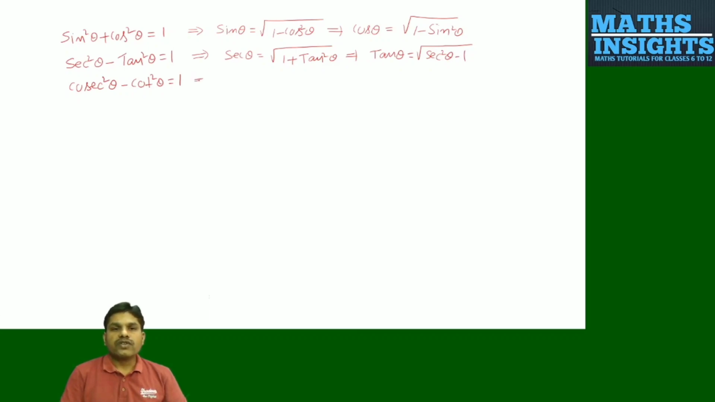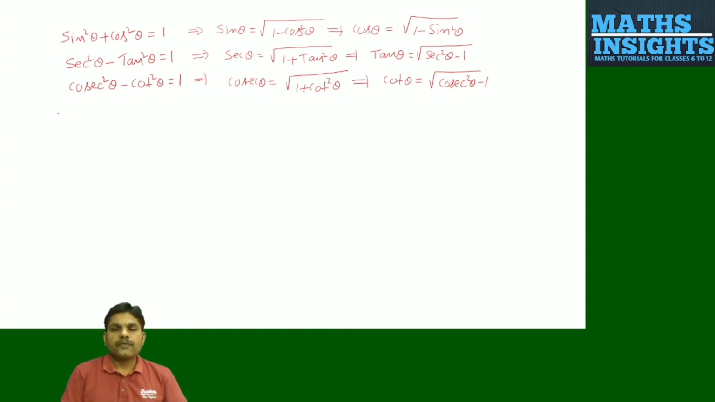And from the last identity, if you want to write cosecant theta as your subject, you will write square root of 1 plus cot square theta as your result. And if you write cot theta as your subject, then it will become square root of cosecant square theta minus 1. These are the different transformations from the same identities.